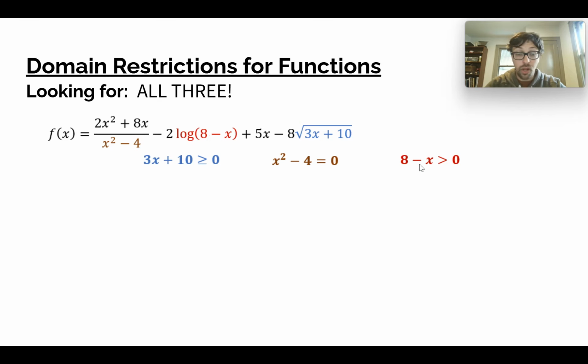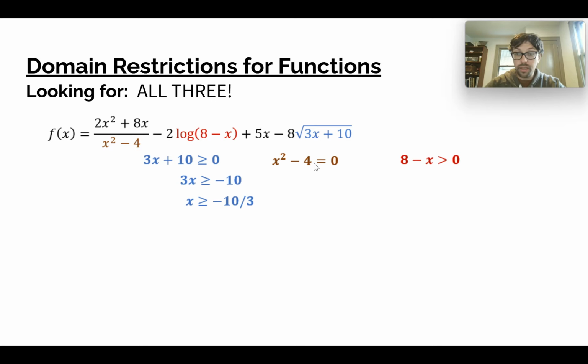So I just set them all up separately. The square root greater than or equal to 0, the denominator equal to 0, and the logarithm, it's both, needs to be not 0 and not negative. And then we just need to solve each one of these one by one. So solving this one, I would subtract the 10x and then divide by 3. So x needs to be greater than or equal to -10/3.